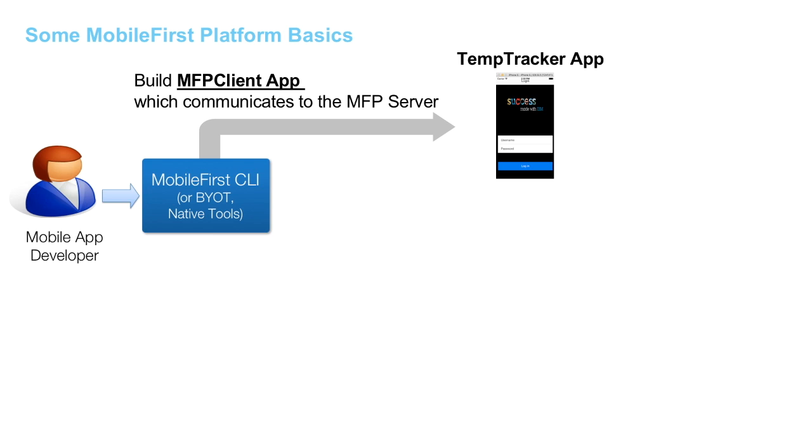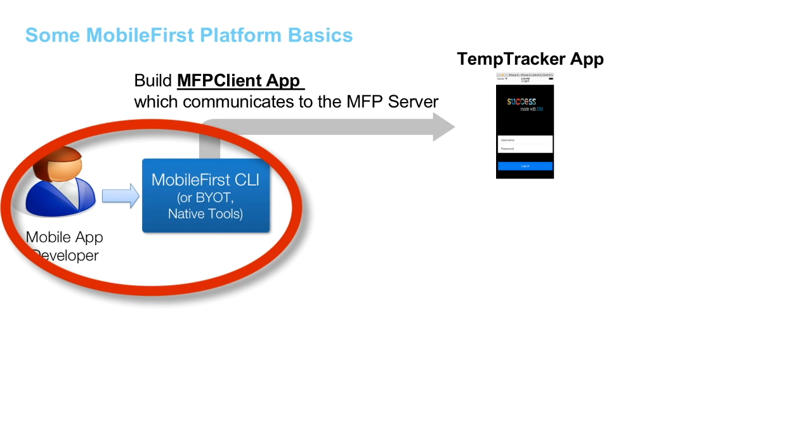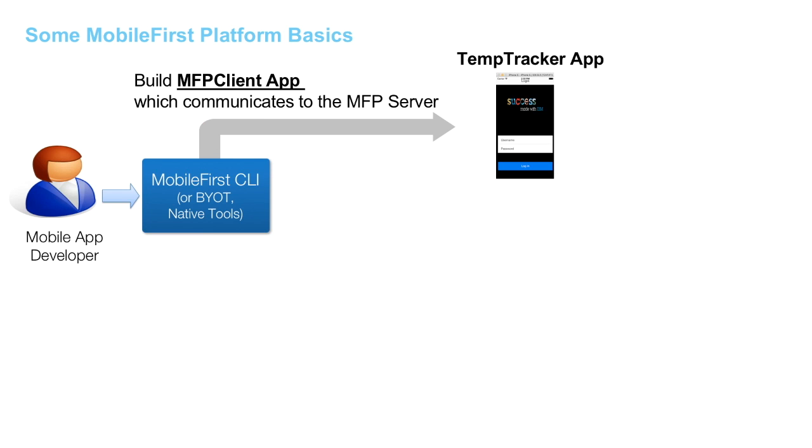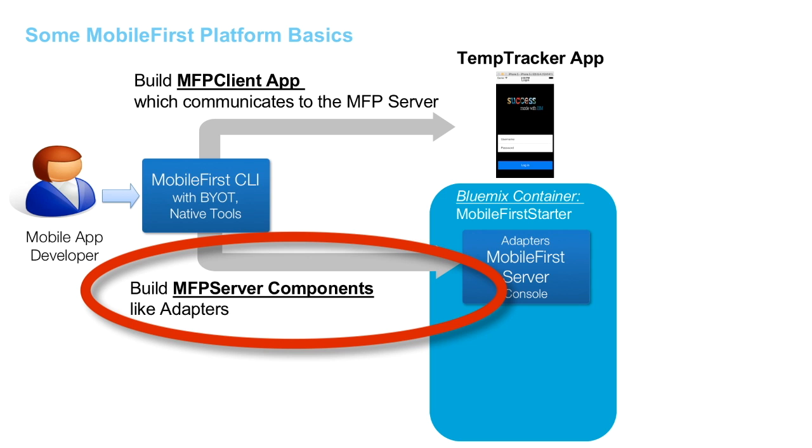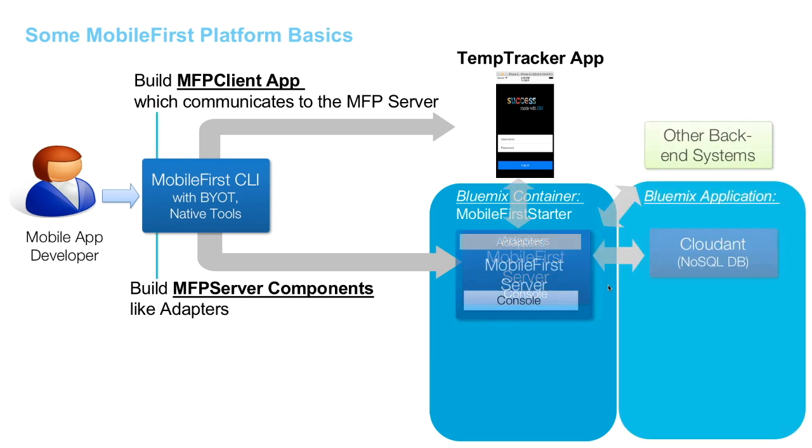The app is developed natively on PC, and the app contains the framework information to communicate with the MFP server. And the MFP server components are, for example, adapters to communicate with the backend. That means if the app is used, the app directly communicates with the Bluemix container with adapters on the MobileFirst server to get the data from our cloud and database, for example, or other backend systems.